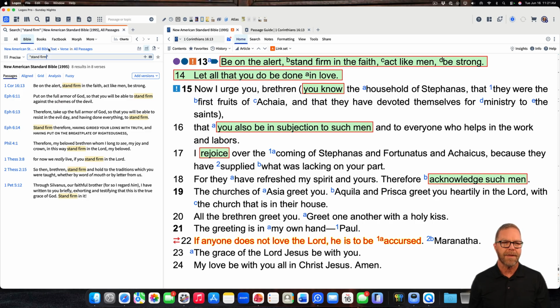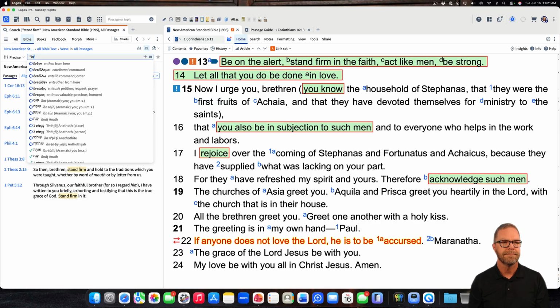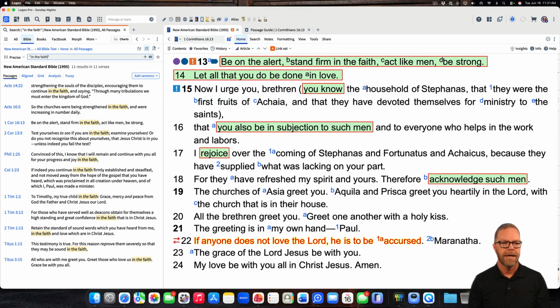And then I'm going to do another one, but this time we're going to do "in the faith." And notice I have a bunch of "in the faith" things that I can look up to give me more insight to what it means to stand firm in the faith. And I might use some of these key cross-references that I like that use that same kind of terminology to help people understand what it means to stand firm in the faith.